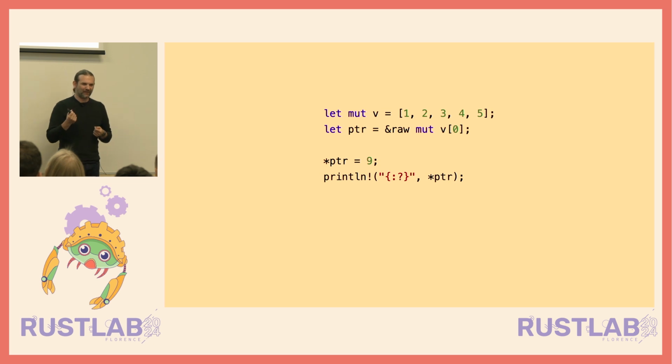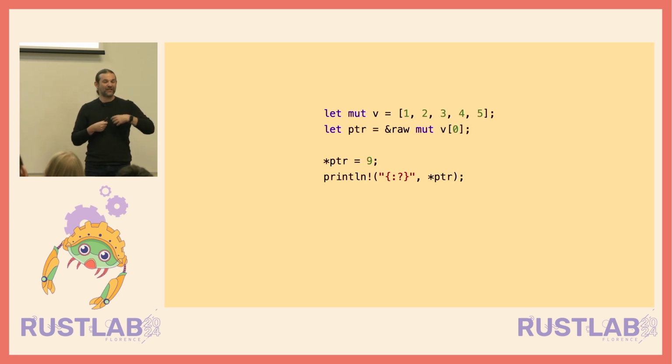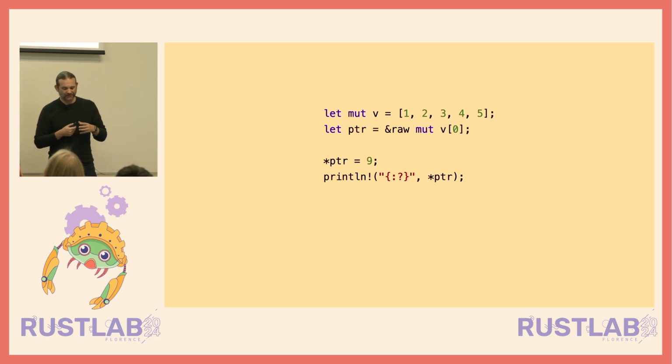So in this example, I create a mutable raw pointer in the beginning from this array, and on line 3, I dereference that pointer and change its value to 9. So instead of 1 at the first entry of v, it should be 9. And then I want to print it out. And this doesn't work in Rust.